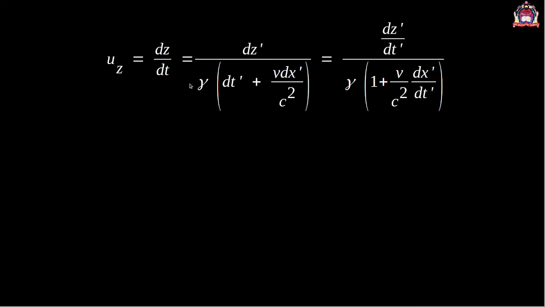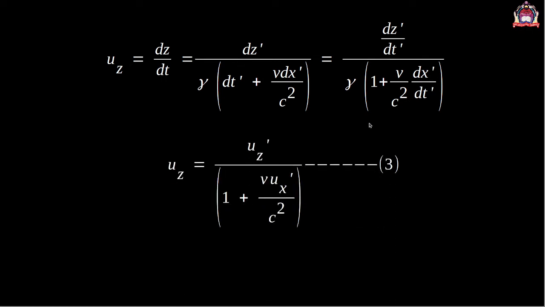Similarly for uz, taking dz by dt is equal to dz dash by gamma in bracket dt dash plus v dx dash by c square. So again divide by dt dash throughout the equation. So we get dz dash by dt dash, whole divided by gamma into 1 plus v by c square dx dash by dt dash. For this we can write uz dash, and for this we can write ux dash. So uz is equal to uz dash, divided by gamma into 1 plus v ux dash by c square.